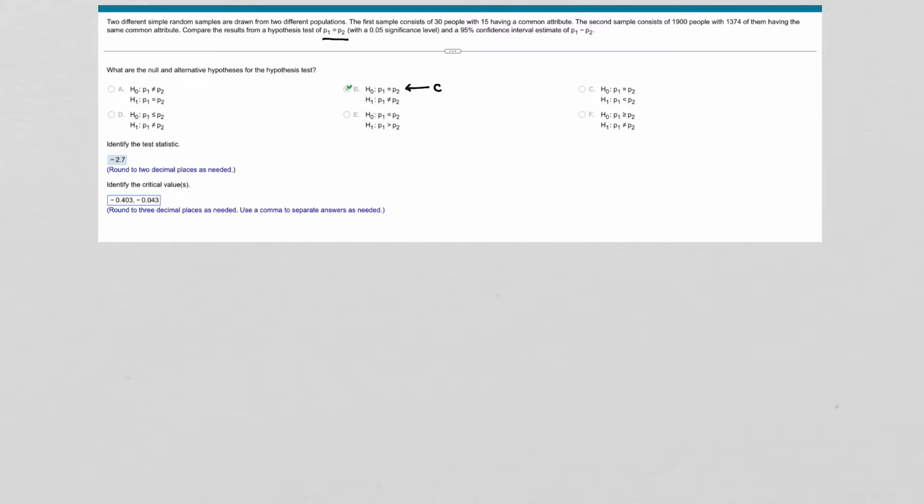Now I'm going to find my test statistic. So this is about 2 proportions. I'm going to do a 2-prop z-test. And that's number 6 in the tests menu. And let's see. So we're going to put in our sample information. X1 is the number of successes for group 1, and that's 15. N1 is 30. Number of successes for group 2 is 1,374. And the number of trials was 1,900.